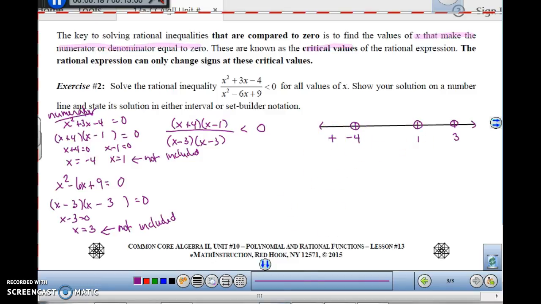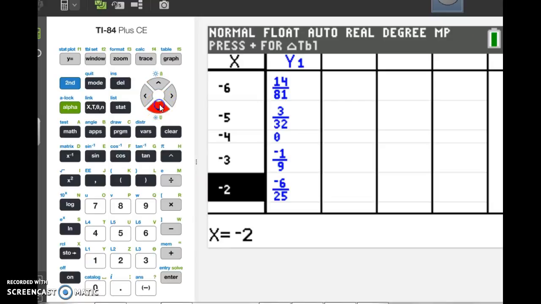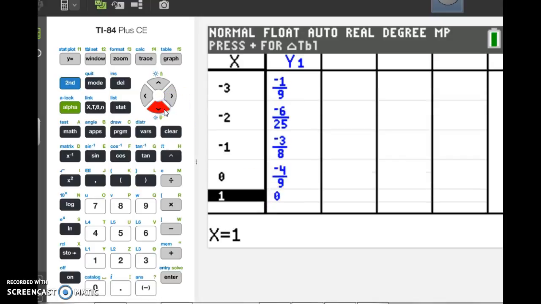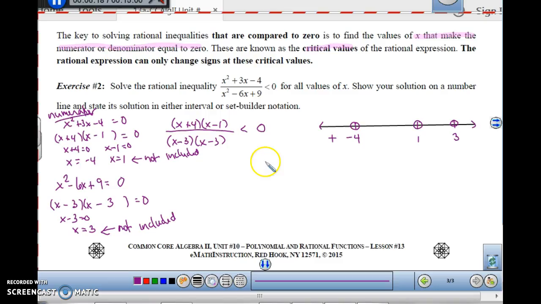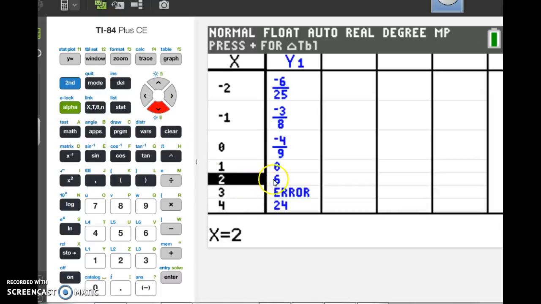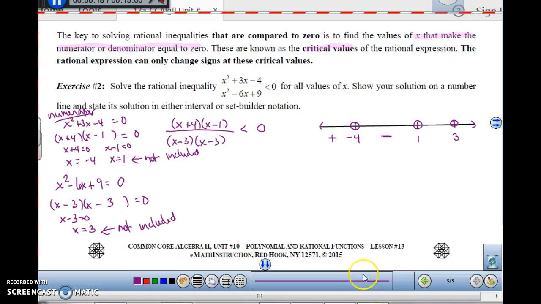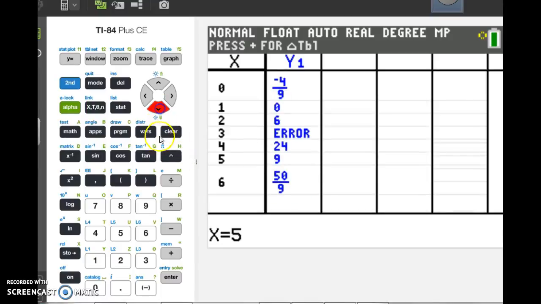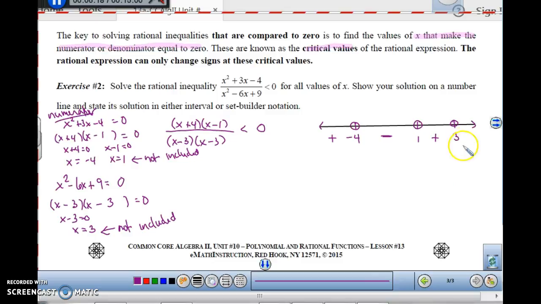From -4 to +1, let's look at those values. So there's -4, and I'm going up here, and you can see these values are negative. When I get to 1, that's my other 0. So these values are negative. What happens between 1 and 3? There's 1, and 2 is positive, and then 3 is the arrow, but you can see between 1 and 3, it's a positive value. So this is going to be positive. And then greater than 3, let's take a look at that, is also positive. So that's also positive.